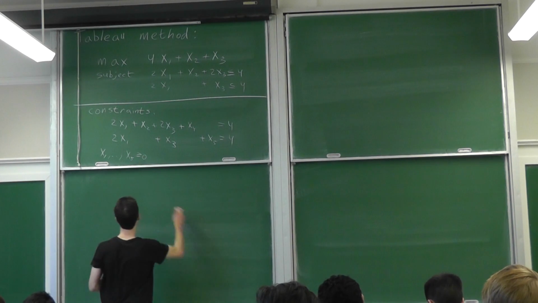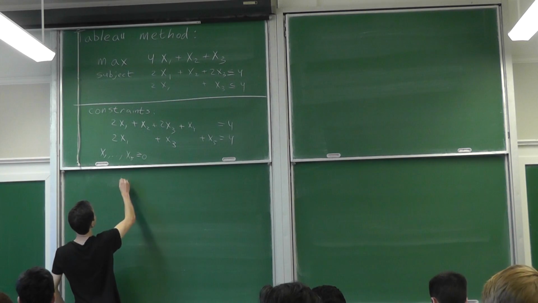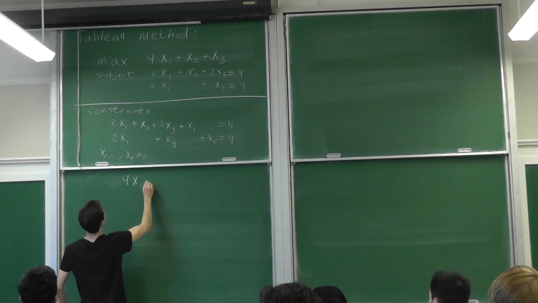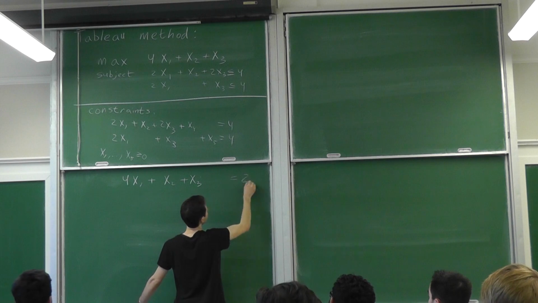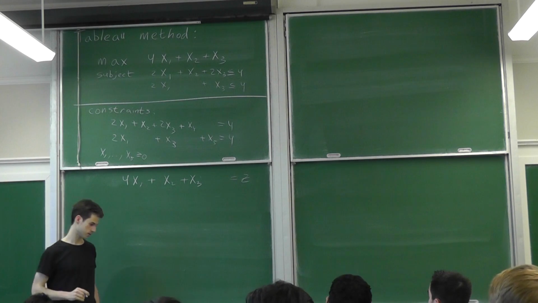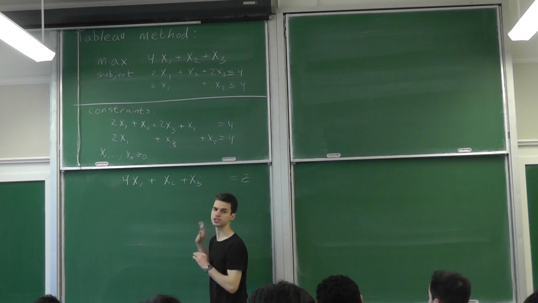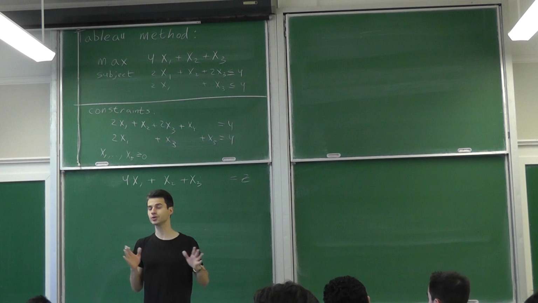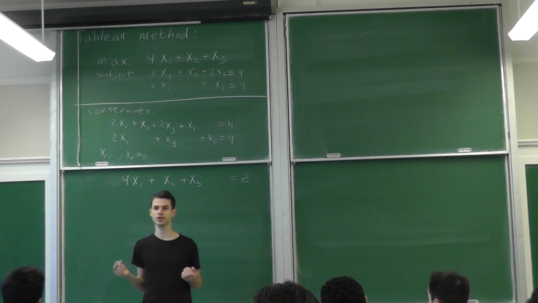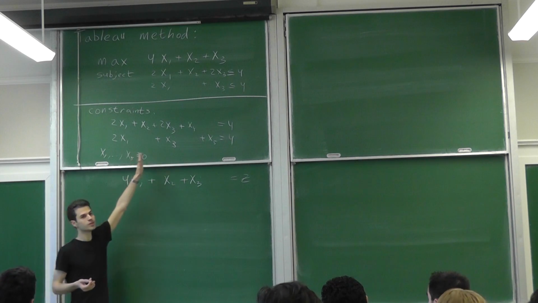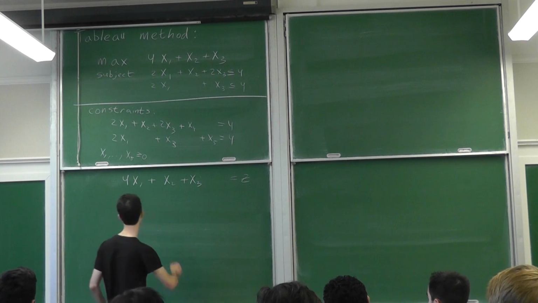Also we can give a name to our objective function. Our objective function is 4x1 plus x2 plus x3. Now here I don't have any inequalities. Here I have usual equations, like you have in linear algebra. What do you do when you want to solve equations in linear algebra? Well, you don't perform all the steps using the names of the variables, you just write the matrix of coefficients.